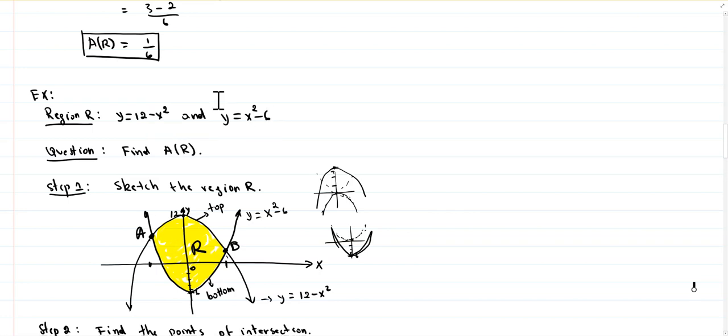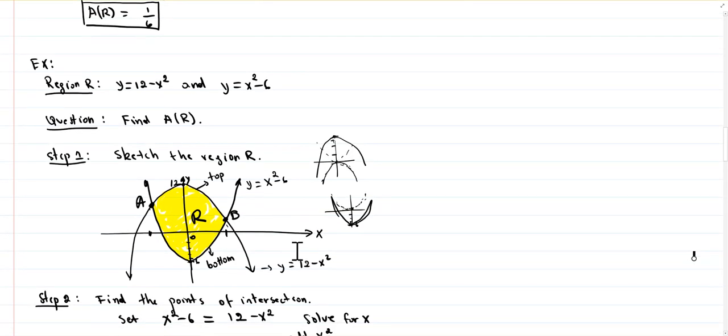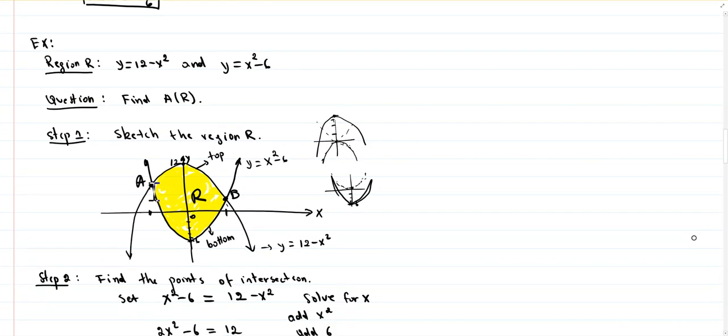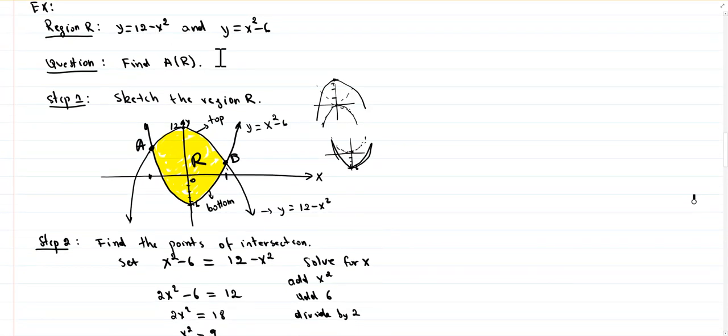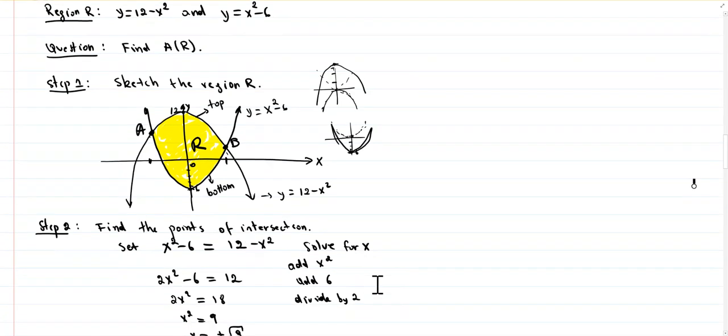Again, here's a case where we don't have the limits of integration, so we'll have to find them. One is going to be the x value of this point, A, and the other the x value of this point, B. To find them, we set the two functions equal. So you're going to have x squared minus 6 equals 12 minus x squared, and then you solve for x.